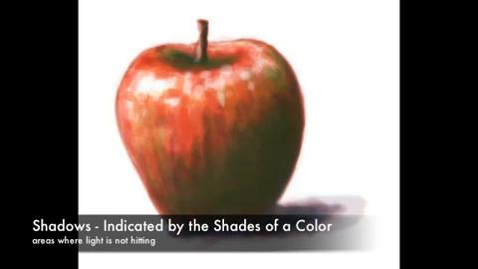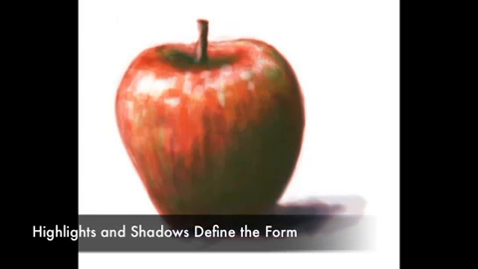Now the opposite of highlights are the shadows. Shadows are indicated by the shades or darker values of a color, and they're the areas where light is not hitting the object. Highlights and shadows work together to define the form of the object.